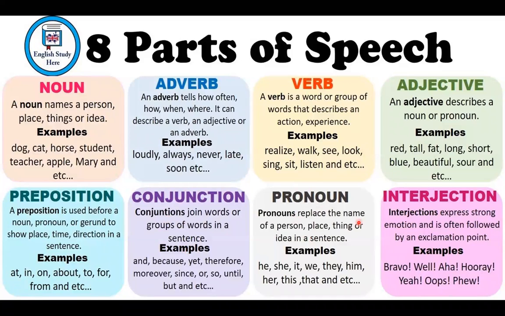conjunctions. Pronoun replaces a noun, okay, replaces a thing. So you'll say he, she, they, them, or it. These are pronouns. Interjection expresses emotion. Example: bravo, hooray, yay. You understand? All of these are interjections.